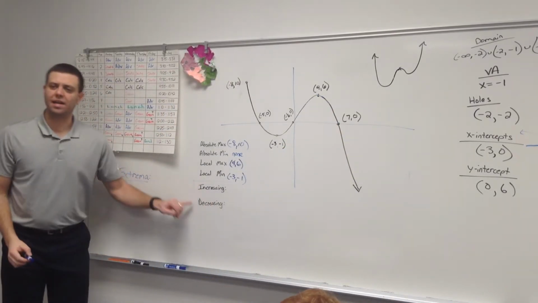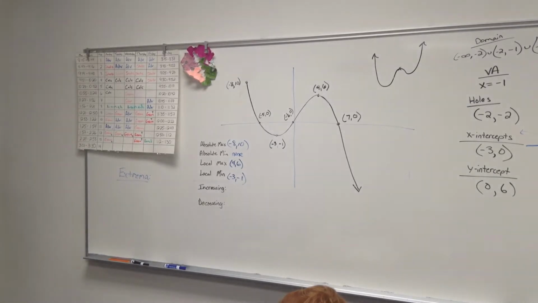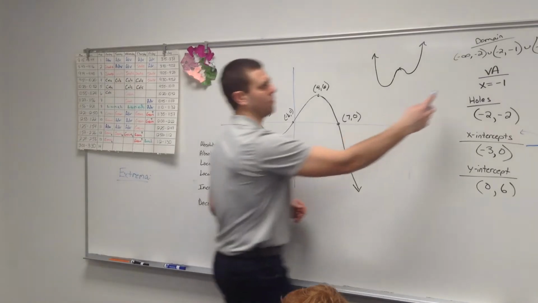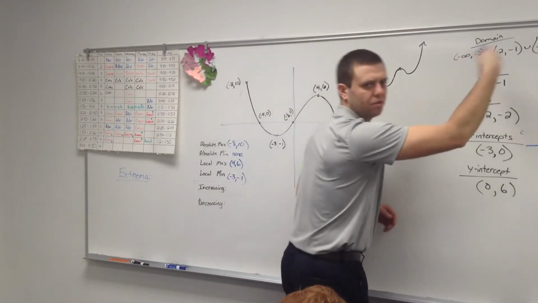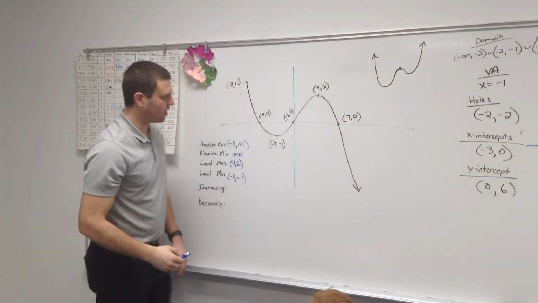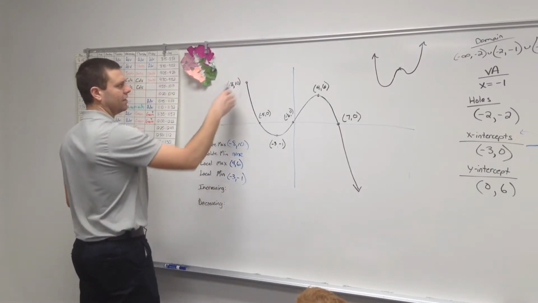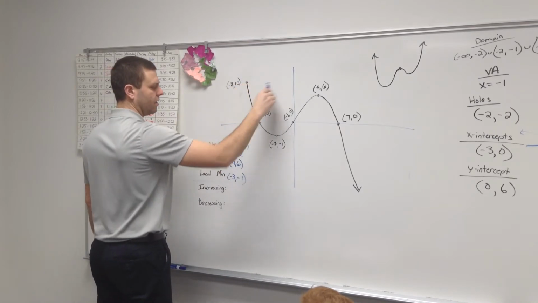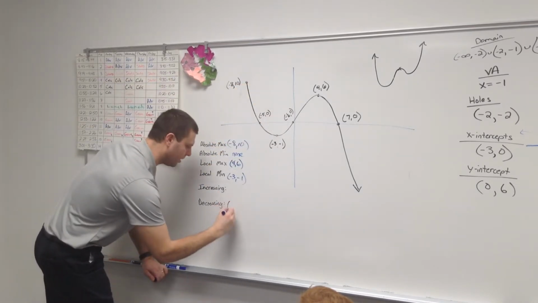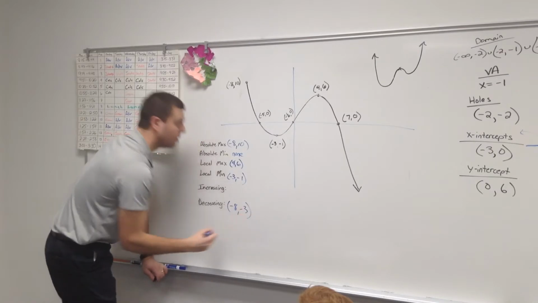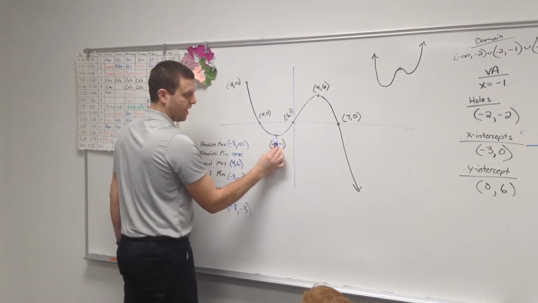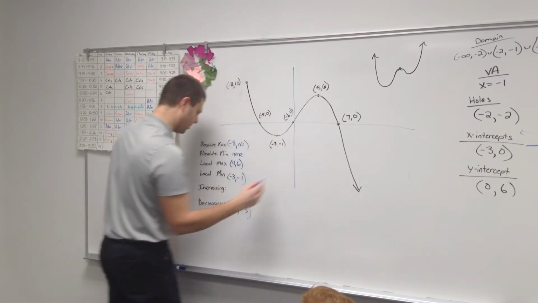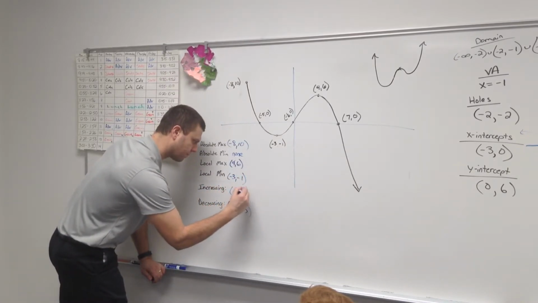When I write my intervals of increasing and decreasing, I use my x values. I do it like I do domain. Remember how we talked about domain? All x values from -infinity to -2 and so on. We'll do it the same way. So this graph is decreasing from where to where? -8 to -3. And then from -3 to 4, it's increasing. And from 4 to 7, it's decreasing.